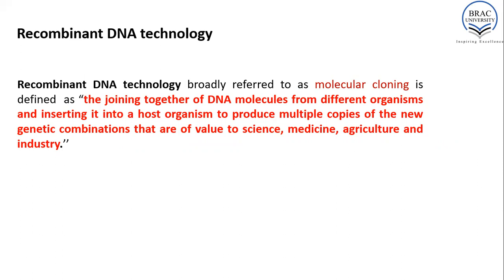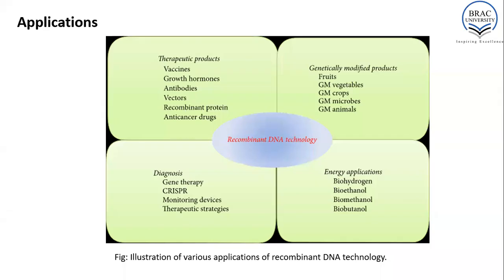molecule. Recombinant DNA is a piece of DNA artificially created in vitro, which contains DNA, either natural or synthetic, obtained from two or more sources. So the recombinant DNA technology has been widely used in a range of areas, such as production of therapeutic products or production of genetically modified products. It is also used for the diagnosis of diseases and also in the production of biofuels.